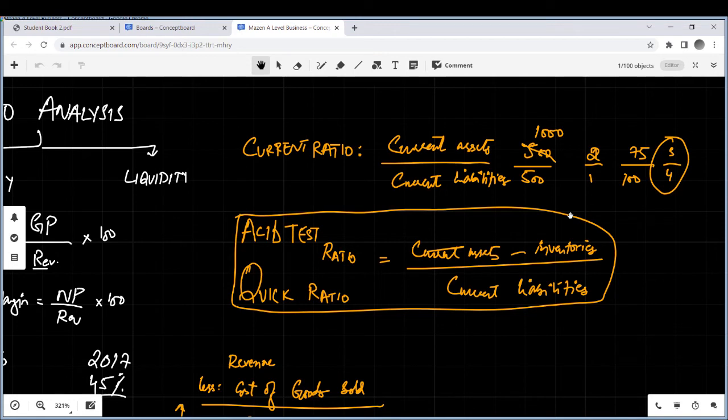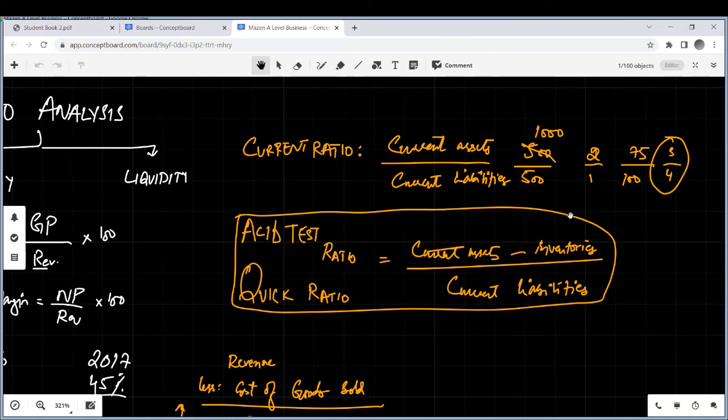Okay. So now the question is, why am I deducting inventories from current assets? Previously, I was comparing just the current assets to the current liabilities. Why deduct inventories? Do you have any reason in mind? Think. Because you sold them? Quite the opposite. Because you still have them.